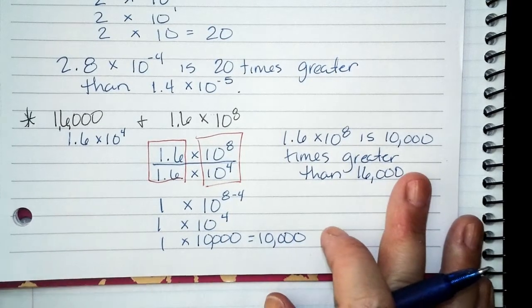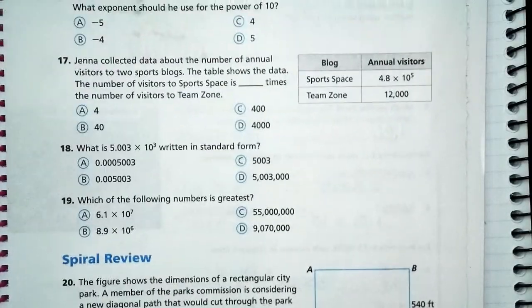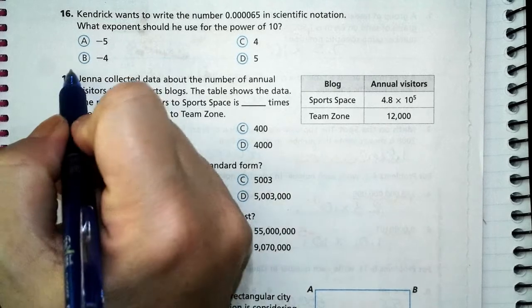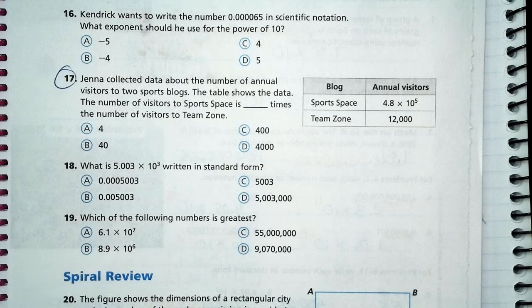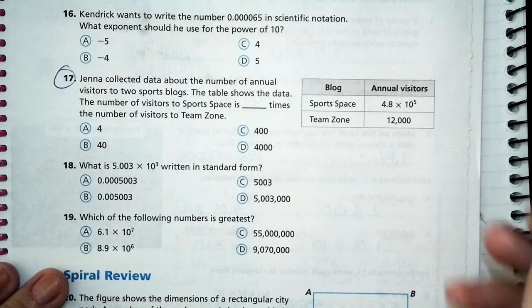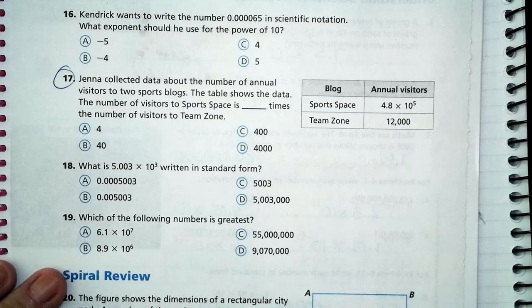So let me flip the paper over. Let's look at that one, and then you pause the video and give it a try. So this one right here, number 17. Jenna collected data about the number of annual visitors to 2 sports blogs. The table shows the data. The number of visitors to the sports space is how many times the number of visitors to the team zone. So first, you need to rewrite this into scientific notation. So pause the video now and give it a try.